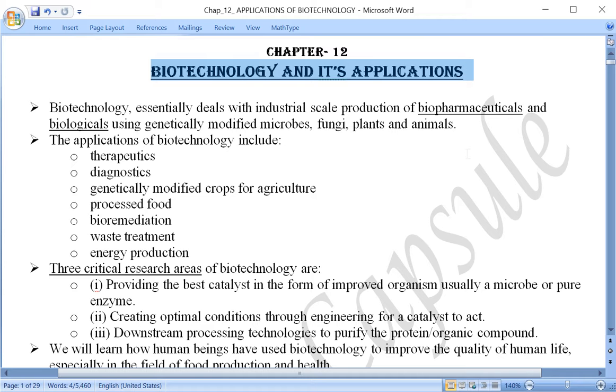The knowledge or the technique of biotechnology is utilized here for obtaining one or the other product which is made available to human beings, so that our life becomes easier and more comfortable. Now when we talk about biotechnology, what does this mainly deal with? It essentially deals with industrial scale production. It is not done at a small scale like in the laboratory.